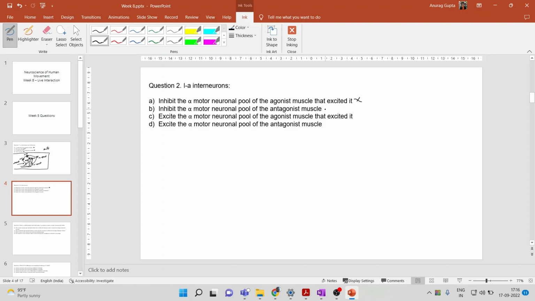Inhibit the alpha motor neuronal pool of the antagonist muscle, yes. Excite the alpha motor neuronal pool of the agonist muscle that excited it. Excite the alpha motor neuronal pool of the antagonist muscle. No, so these two are wrong. We know that they don't excite. So the answer is C, B.